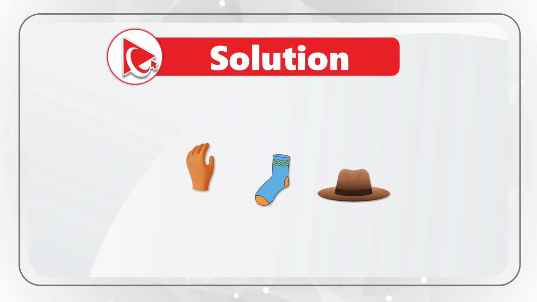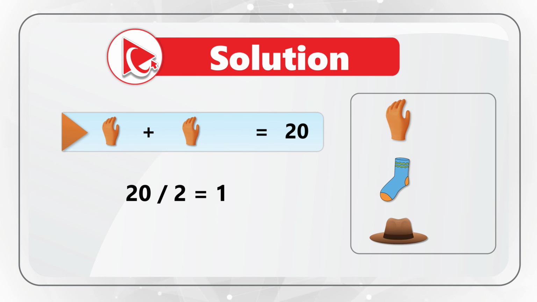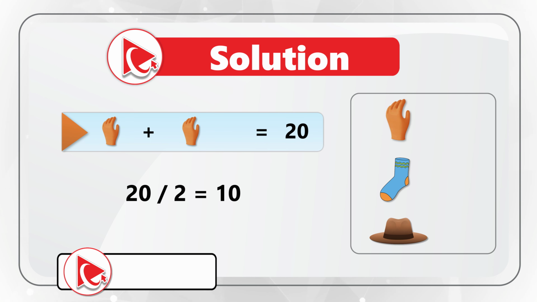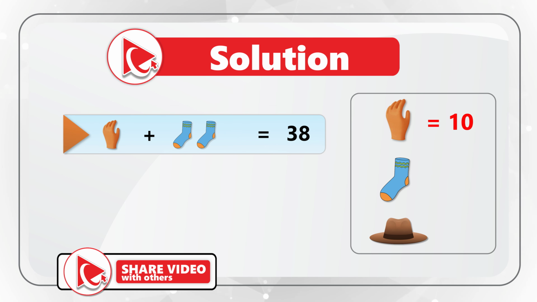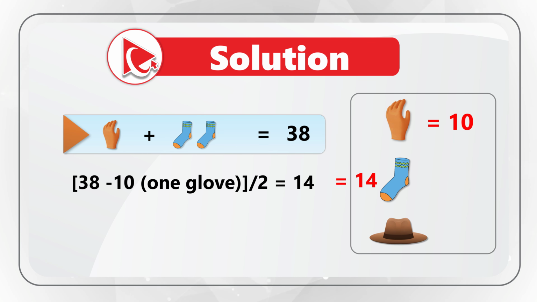Let's look at each expression in more detail. Since 2 gloves equals 20, 1 glove is equal to 10 because 20 divided by 2 equals 10. Let's go to the second expression. 1 glove and 2 socks equals 38. Let's do the math to calculate the value of the sock. 38 minus 10, which is the calculated value for 1 glove, and then divided by 2 equals 14, which means that the numerical value associated with 1 sock is 14.